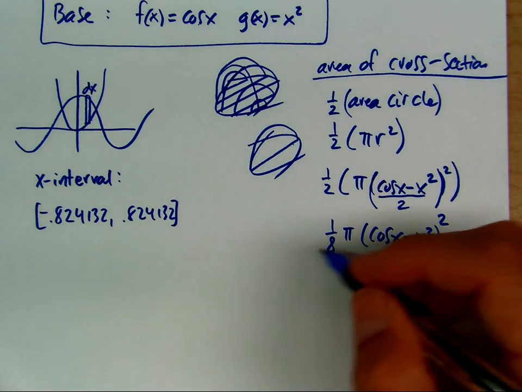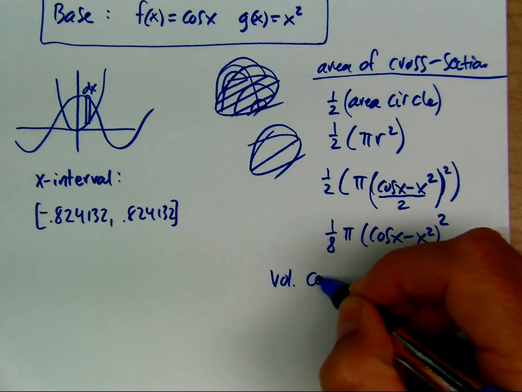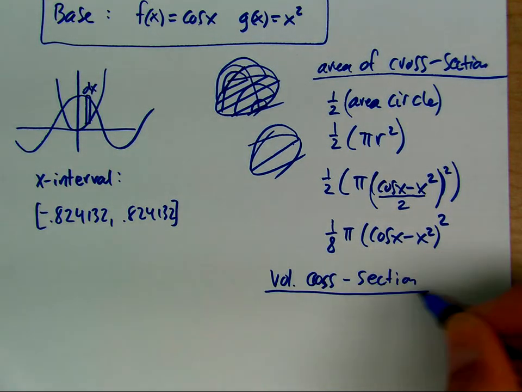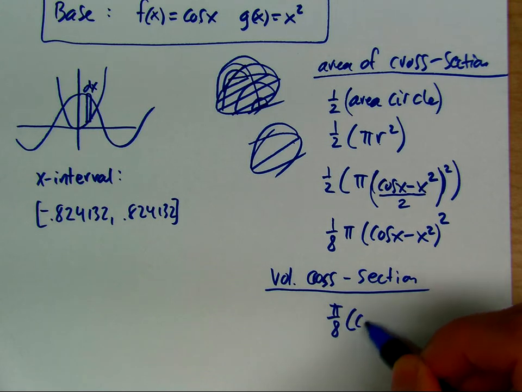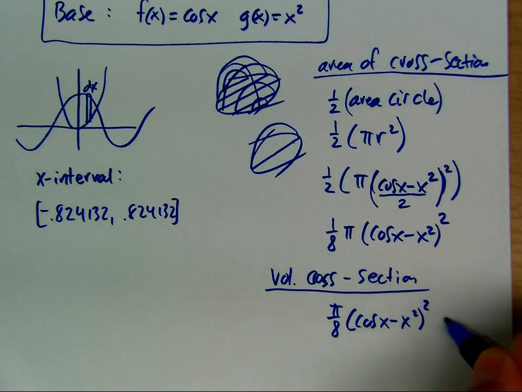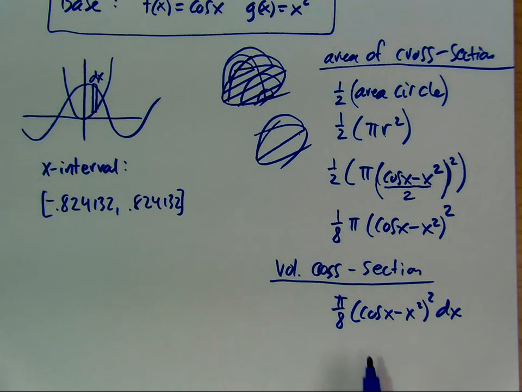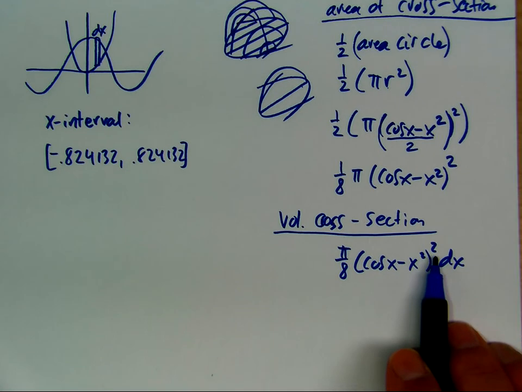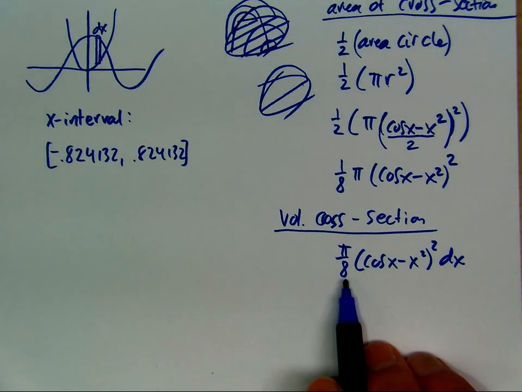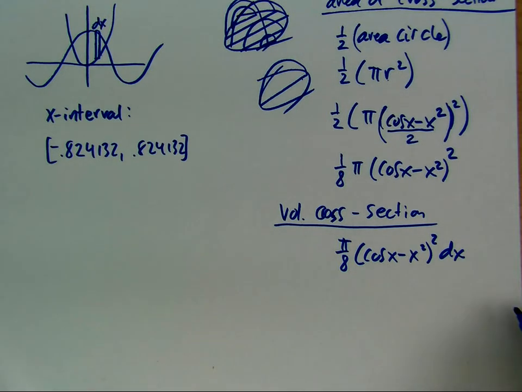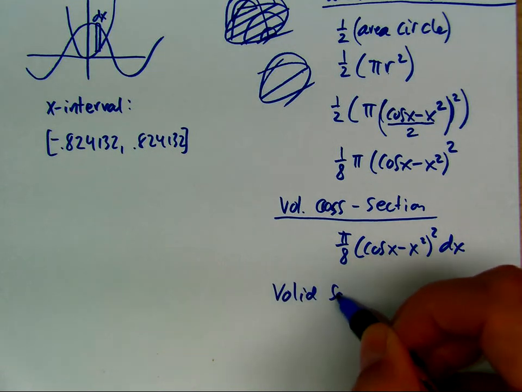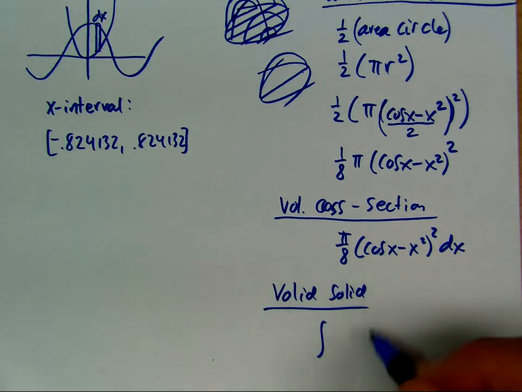Let's do the volume of a cross section. Pi over 8, cosine minus x squared, squared dx. Also look at how this would be the same as if we had square cross sections, top minus bottom squared. So for semicircles, we just multiplied by pi over 8, and that gives us the semicircular cross section.